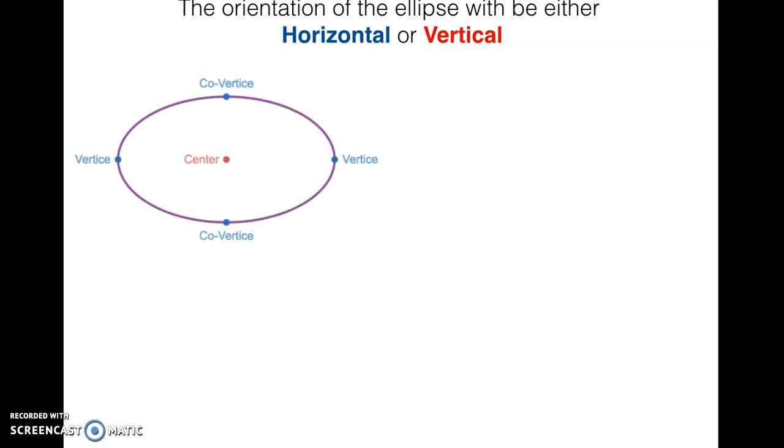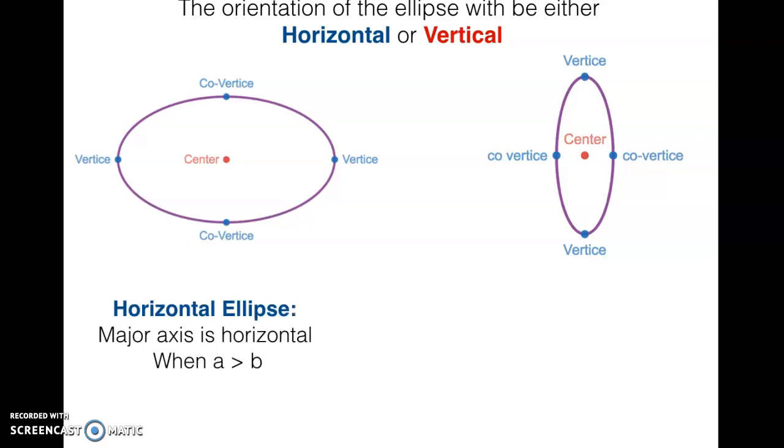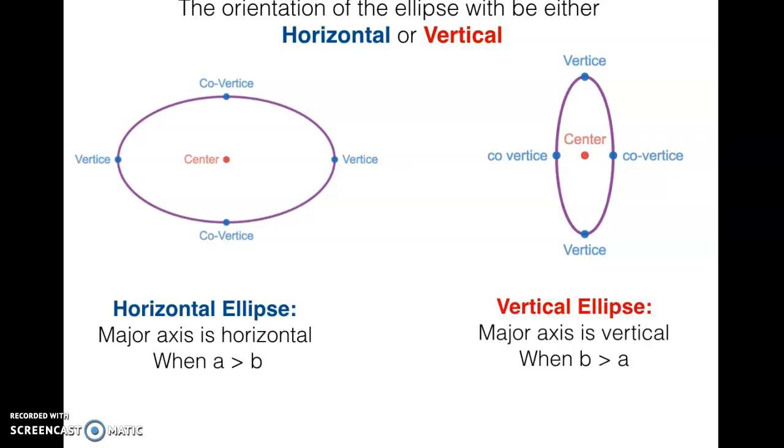The orientation of an ellipse can be either horizontal or vertical. Horizontal is longer, where vertical is taller and more narrow. A horizontal ellipse will happen when A is greater than B and the major axis is horizontal. The vertical ellipse will happen when the major axis is vertical, and that's when B is greater than A.